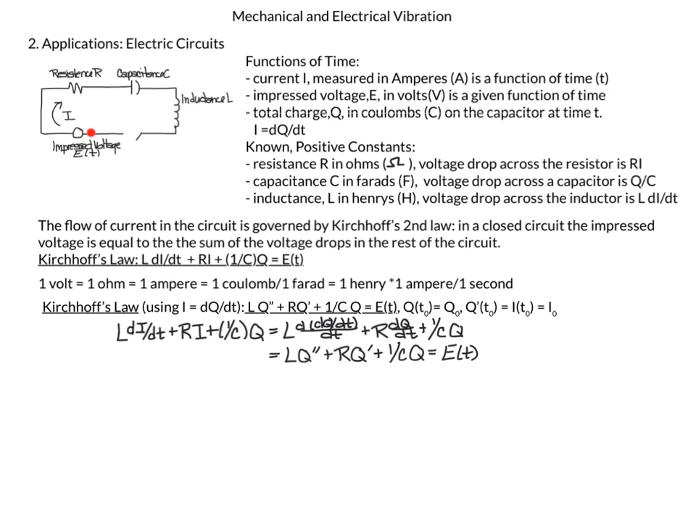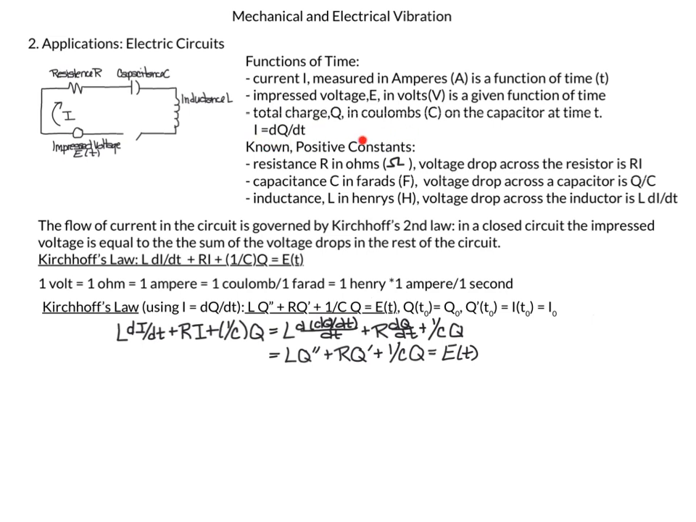Anyway, and then we have current going around. So our functions of time include current, and it's measured in amperes. It's a function of time. We have the impressed voltage E, which is measured in volts, and it's also a function of time. We have total charge Q, which is measured in coulombs, on the capacitor at time t. And we also have this formula that current is equal to dQ/dt.